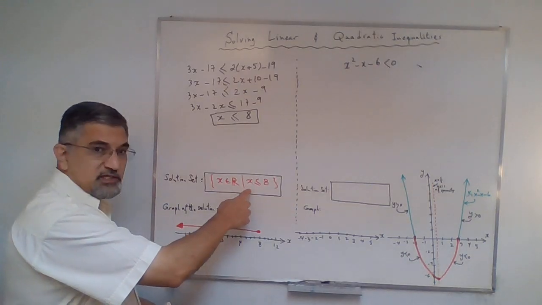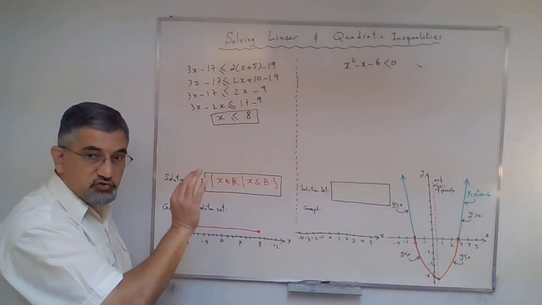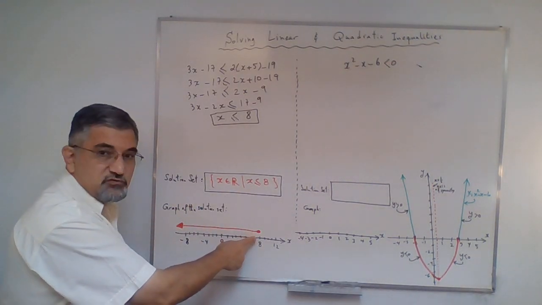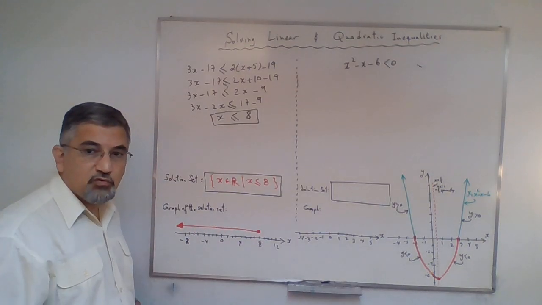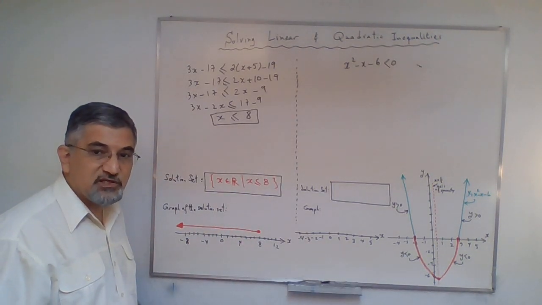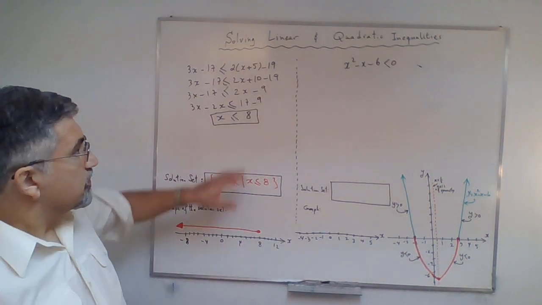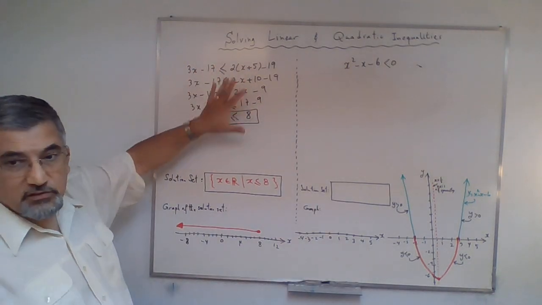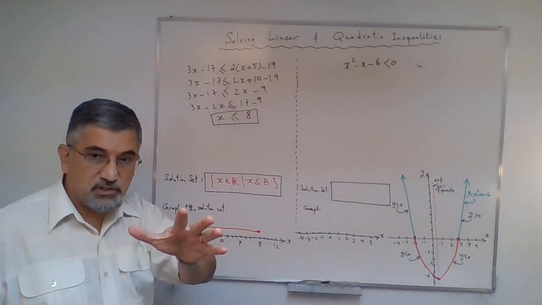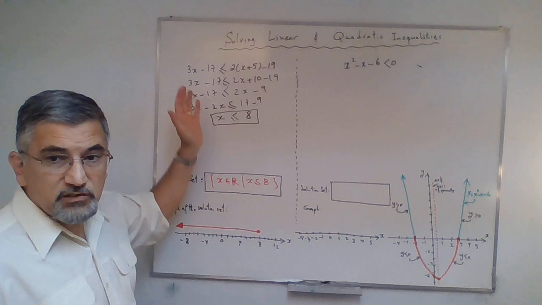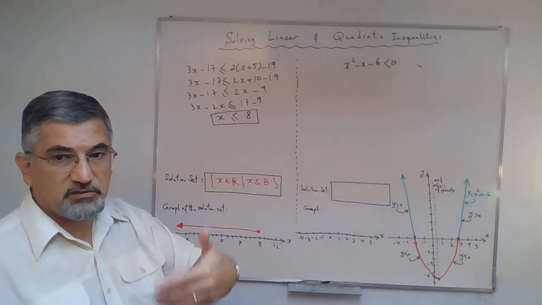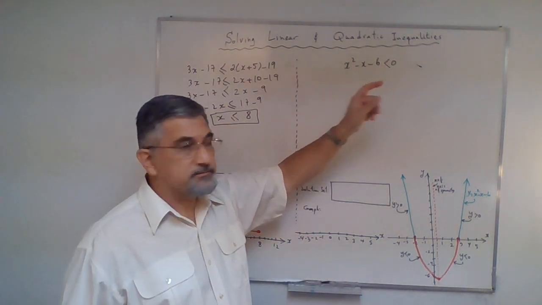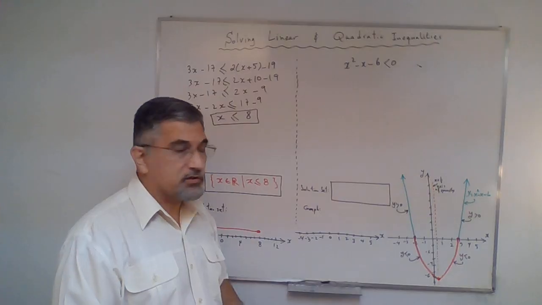If we end up with x strictly less than 8, then we have to draw an empty circle or a hole, excluding 8 itself. That's the story of linear inequalities. I gave you the example. The rest is up to you to sit down and keep practicing to become better and better at it. Quadratic inequalities are a little bit harder.